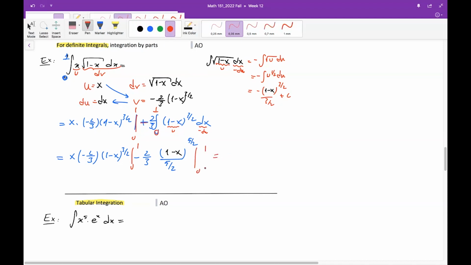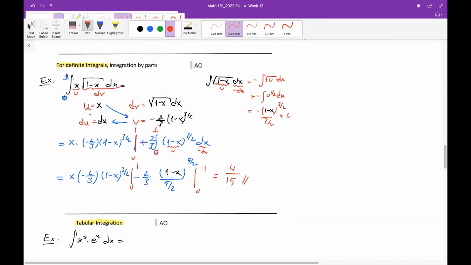If you insert all the boundaries to your expressions, you will find the result as 4 over 15, okay? So in the definite integral case, while applying integration by parts, you still complete this diagram, and then you follow the directions of arrows. The only difference is that you are evaluating from 0 to 1.